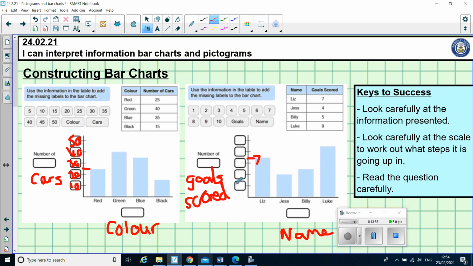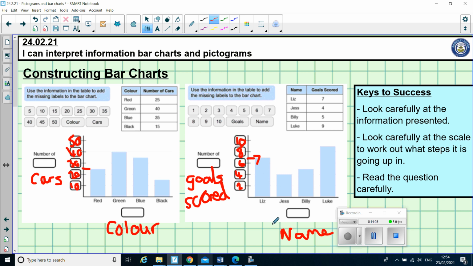So once again, I'm going to try going up in twos here, because I think that might work. 2, 4, 6, 8. 7 comes halfway between 6 and 8, doesn't it? So that's going to work for me. My scale this time round must go up in twos. And I can check that. Let's have a look at Jess. From my table, Jess scored 4 goals. If I read across, Jess has got 4 goals, so that must be right.